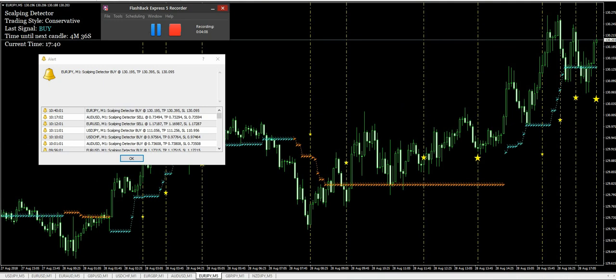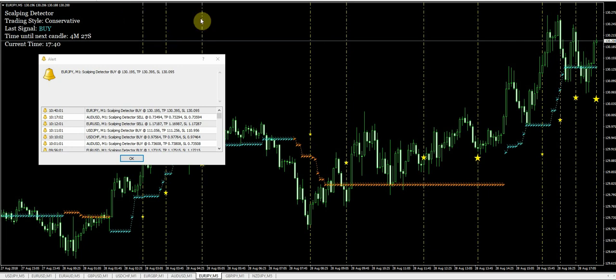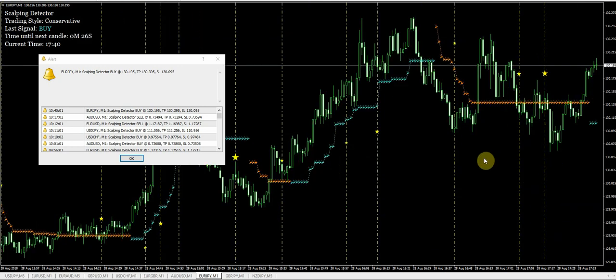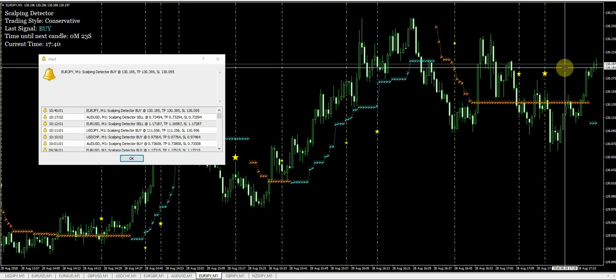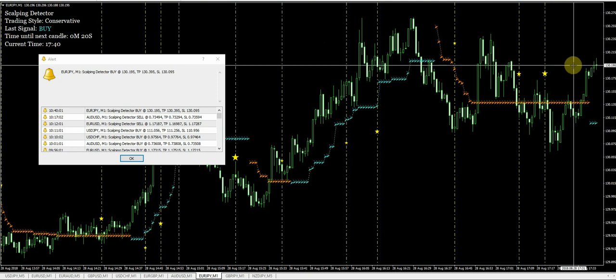All right, folks, we have a Euro Japanese Yen signal. Let's take a look at this. This is a 5-minute chart. You can see we're definitely in an uptrend. Let's go back to the 1 minute here. All right, so it looks like the buy is at 130.195. So right about here.